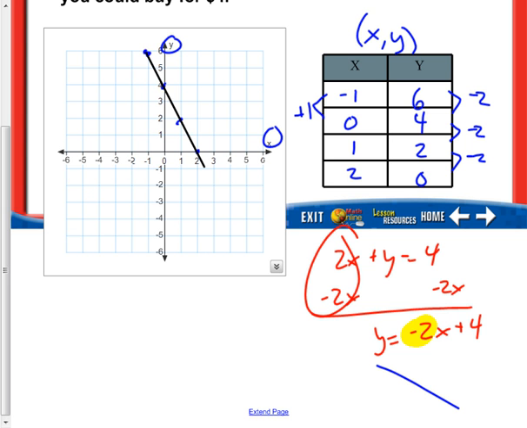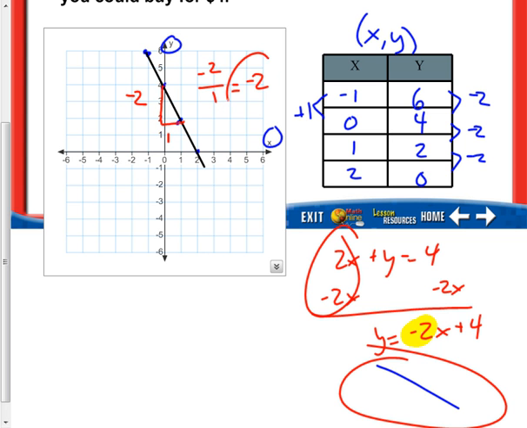Now, did it match what we predicted? Remember, we predicted there to be a negative slope. Well, we do have a negative slope, because it's down 2 to the right 1. So we have negative 2 over 1, and negative 2 over 1 is negative 2. And there's your coefficient or your common difference or your slope, whatever you're looking for.